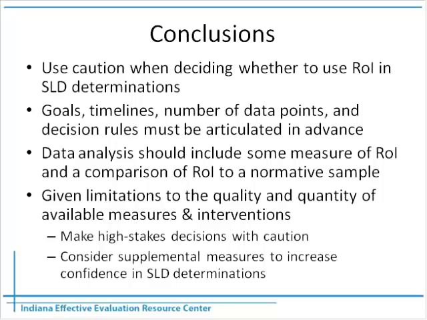And when we analyze the data, we want to include some measure of rate of improvement and a comparison of the student's rate of improvement to a normative sample. So we want to take into account, is the student meeting our goal, and is the student making progress similar to what we would expect of a normative student or student at the average or at the benchmark. And this can help us both to analyze whether the student has met the goal and whether their amount of progress, if they haven't met the goal, is comparable to what we would expect from students who are not at risk.